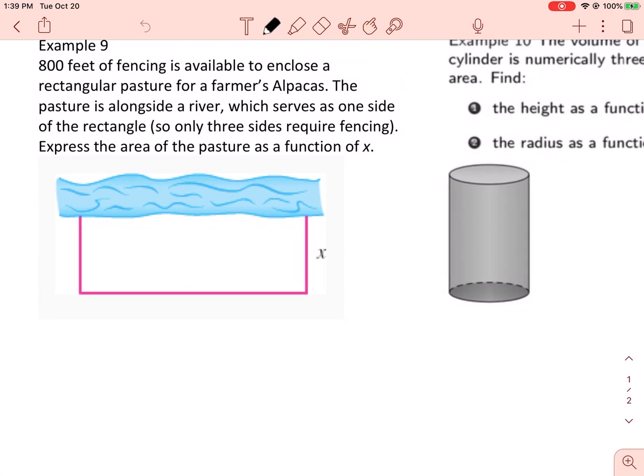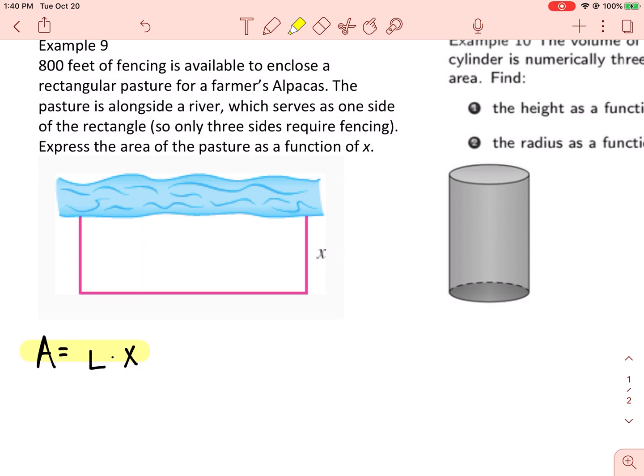So 800 feet of fencing is available to enclose a rectangle pasture for a farmer's alpacas. The pasture is alongside a river, as shown, which serves as one side of the rectangle. So really, you only need 3 sides for the fencing. Express the area as a function of x. Okay, so here's my goal. Area, which is normally length times width. I guess I'll call it length times x, right? That's my width.